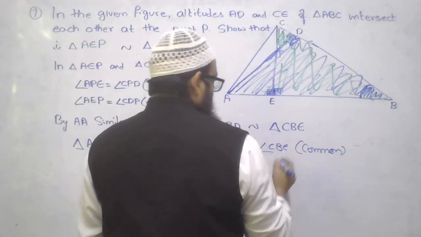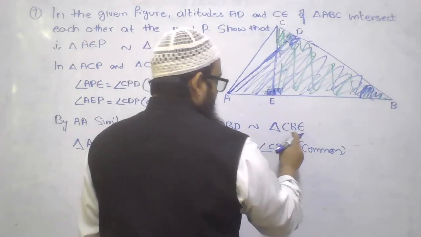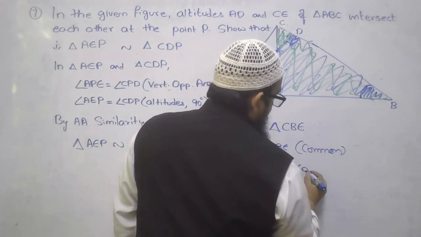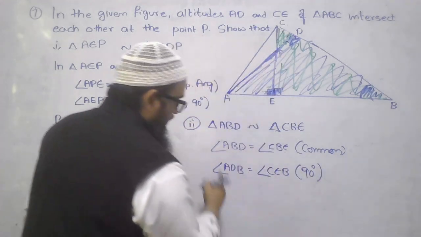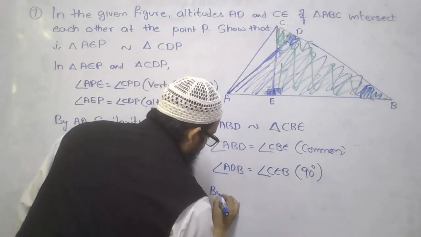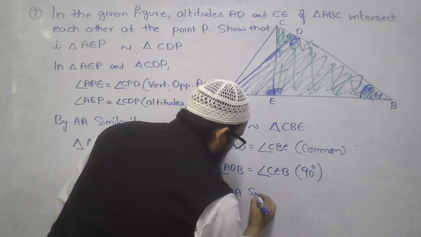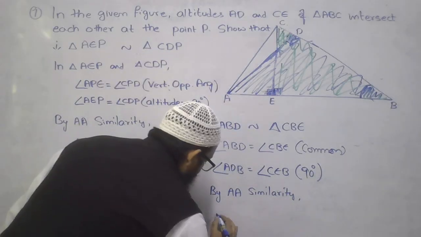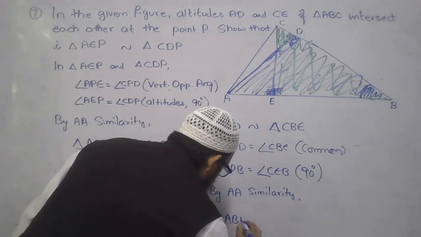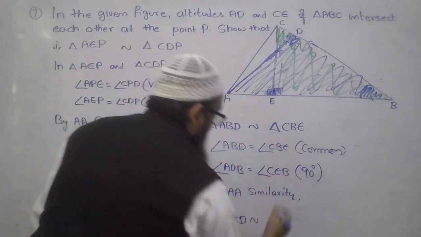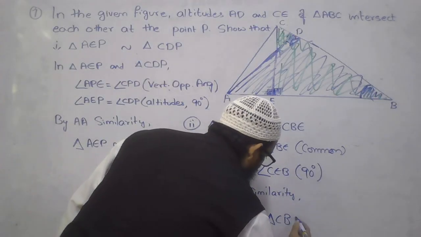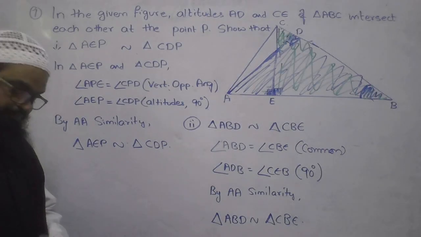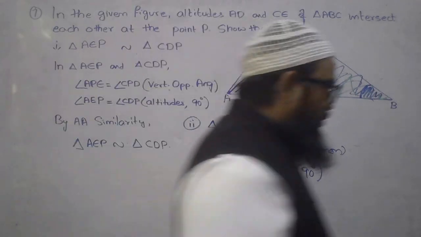CBE. So this angle is called ADB, CEB. The other angle will also be equal. So it is 90 degrees, altitude. Is it right? So since two angles are equal, by angle similarity, triangle ABD is similar to triangle CBE. Right? Is it okay? Everybody understood? Sure. Let us do the remaining two.